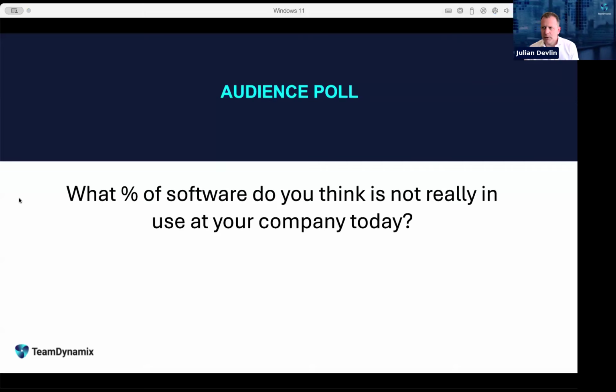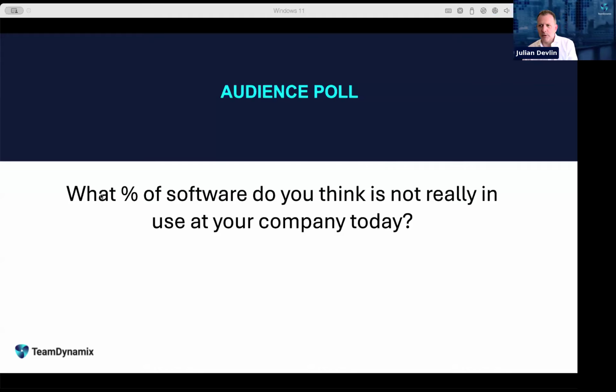So next question is, what percent of software do you think is not really in use at your company today? And again, this is a question that speaks to the complexity of software, to the fact that it's not often directly observable. So I think that often when we start talking to people, "I have no idea" is definitely a common answer, because without some kind of tool or platform that gives you this data, it may just be a complete guess. But we have also here 10%, 20%, 30%.